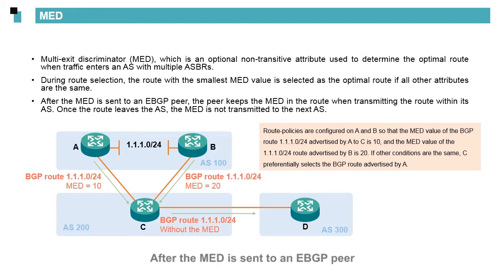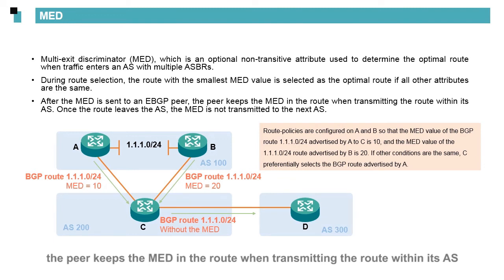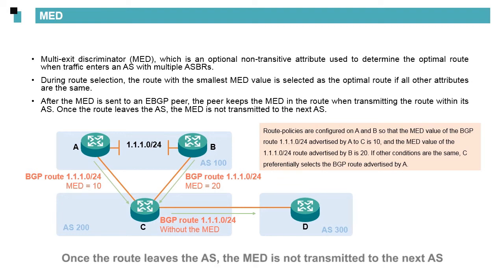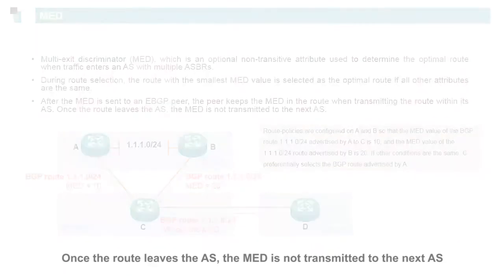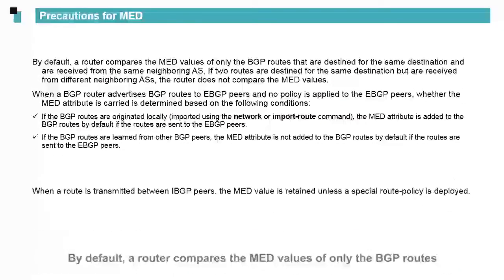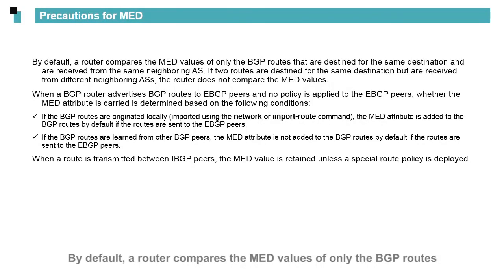After the MED is sent to an eBGP peer, the peer keeps the MED in the route when transmitting the route within its AS. Once the route leaves the AS, the MED is not transmitted to the next AS. By default, a router compares the MED values of only the BGP routes that are destined for the same direction and are received from the same neighboring AS. The MED is transmitted only within 2 neighboring ASs, not to a third AS.